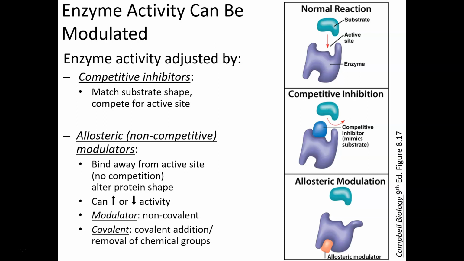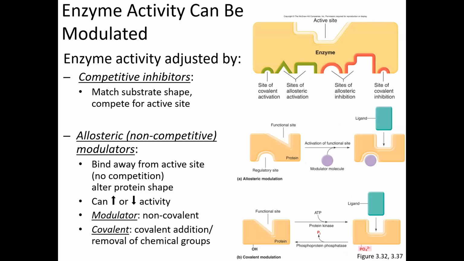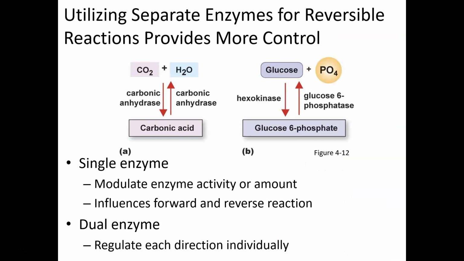So whether it's allosteric or covalent, right? In terms of the modulator, they can increase or decrease activity, right? If it's an inhibitor, by definition, it's going to do what? Decrease activity. So we use a couple of these concepts to talk about how we control metabolism.